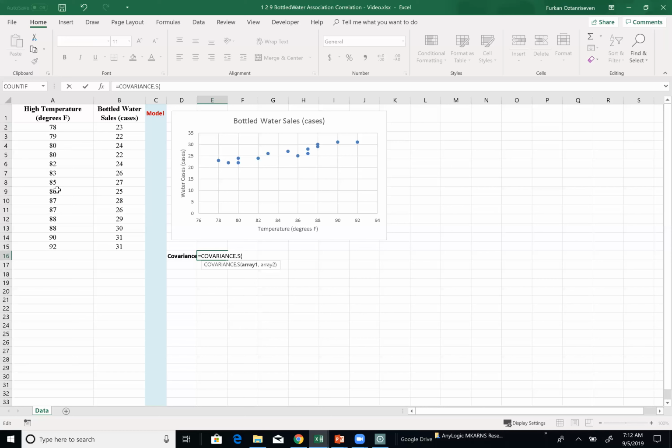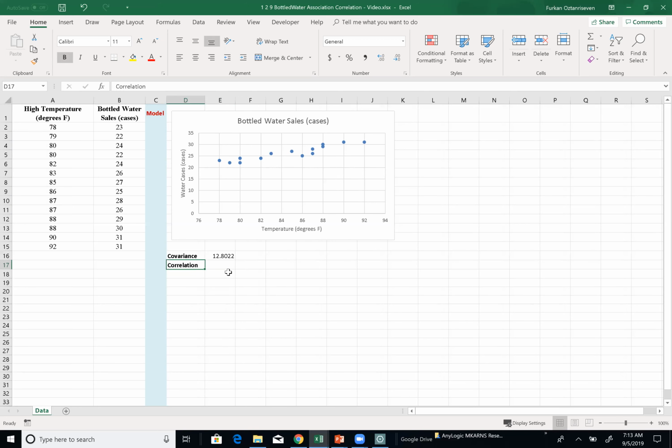The first array here is the independent variable, comma. The second array is my dependent variable, which is the sales. And then enter. So my covariance is 12.8. That means that there is a positive relationship. However, I really don't like to have covariance because it has units and it's hard to understand what's going on. That's why we use correlation. Correlation normalizes covariance, and it doesn't have any unit. That will make it easier to understand, and it's again easy to calculate.